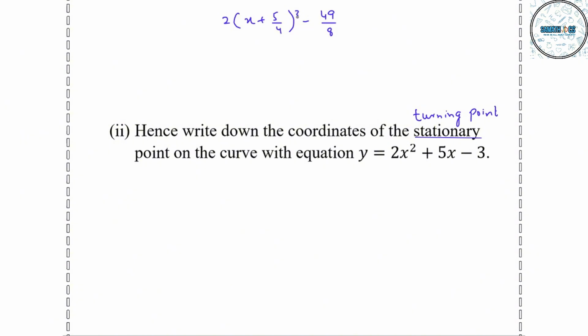As we know, there is a square on it, so the smallest possible value for this is 0. So if we equate (x plus 5 upon 4) whole square to 0, then we will get the value of x as minus 5 upon 4. And when we substitute minus 5 upon 4 here, this will become 0, so we will be left with minus 49 upon 8. So minus 5 upon 4, comma, minus 49 upon 8 are the coordinates of the turning point or stationary point.